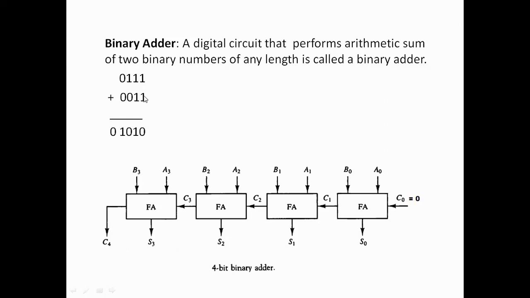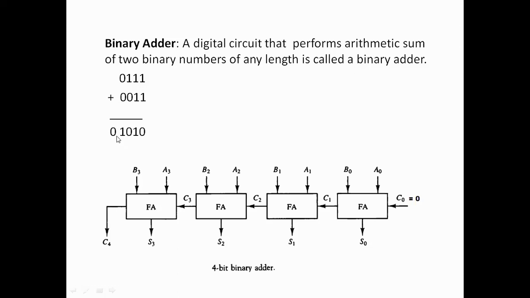1 and 1 will be added. So 1 and 1 is 1, 0. 0 is here, 1 goes to carry. So 1, 1, 1 is 1, 1. 1 is here, 1 goes here. 1, 1, 0 is 1, 0. 0 goes here, 1 goes here. 1, 0, 0 is 1 with no carry, so the carry is 0.